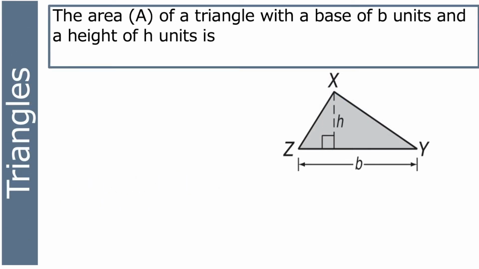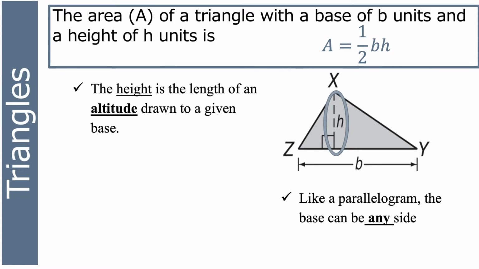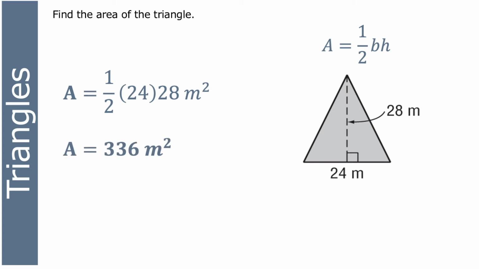Now let's talk about triangles. The area of a triangle with a base of b units and a height of h units is 1/2 base times height. And like a parallelogram, the base can be any side. The height is the length of an altitude drawn to a given base. I'll show you how it works. So we have a base of 24, a height of 28, so the area is 1/2 times 24 times 28 meters squared, so 336 meters squared.